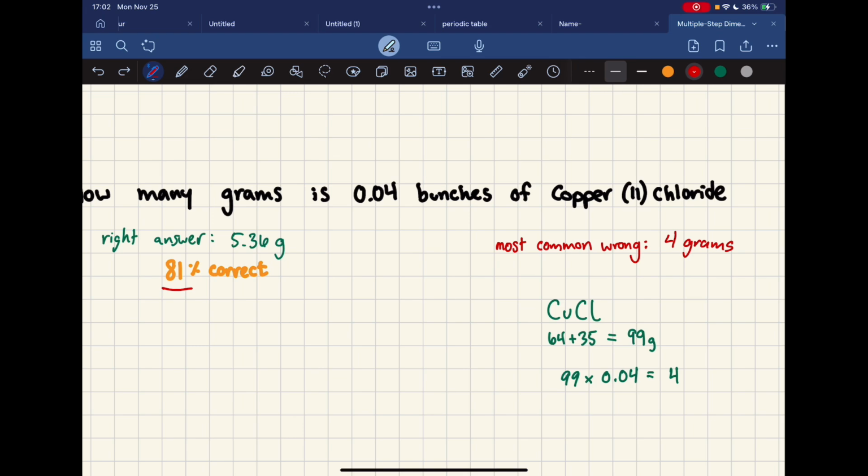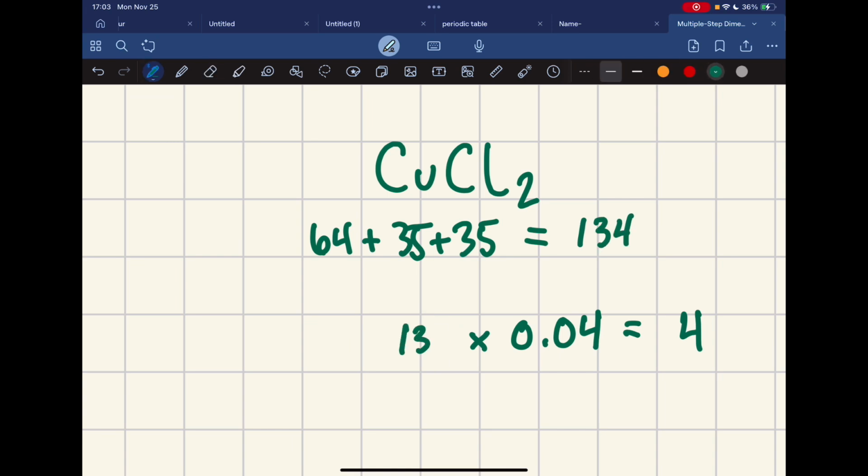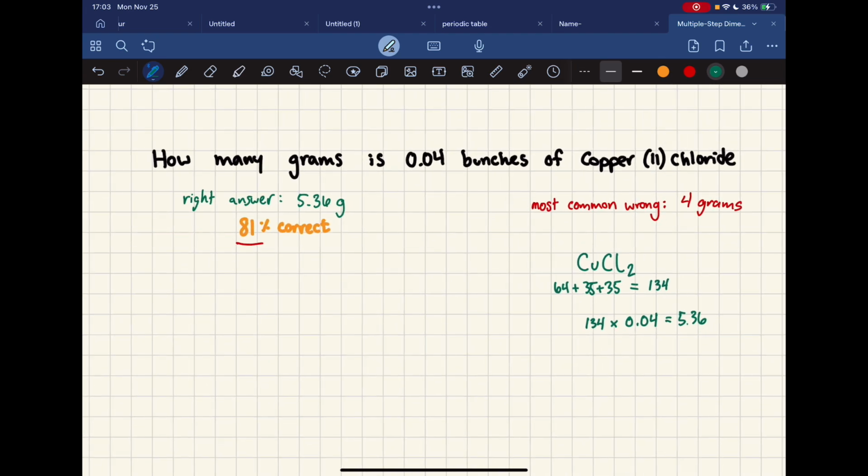Copper 2 chloride, of course, is CuCl2, so you need 2 chlorines: 64 plus 35 plus 35, and then we get the mass of one bunch to be not 99, but 134. And then if we take our 134 and multiply that by 0.04, that's where we get our correct answer of 5.36. All right, so that's going to be our correct answer right there.